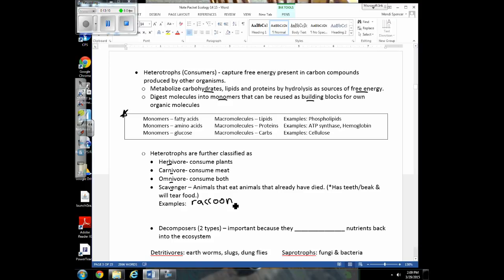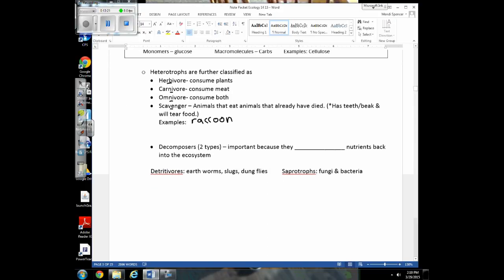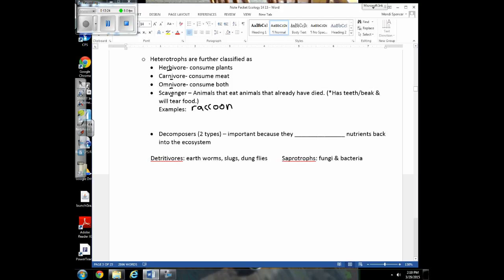And they're different from decomposers. Now, both types of heterotrophs are consuming usually dead organisms, but decomposers are a little bit different. They usually don't have a mouth with teeth that can tear the food. They are usually smaller organisms, or we're talking about microscopic organisms, but they're important because they recycle nutrients back into the ecosystem. When we talk about the two different types of decomposers, the detritivores and the saprotrophs, the detritivores are referring to the smaller insects that are breaking down small organic molecules.